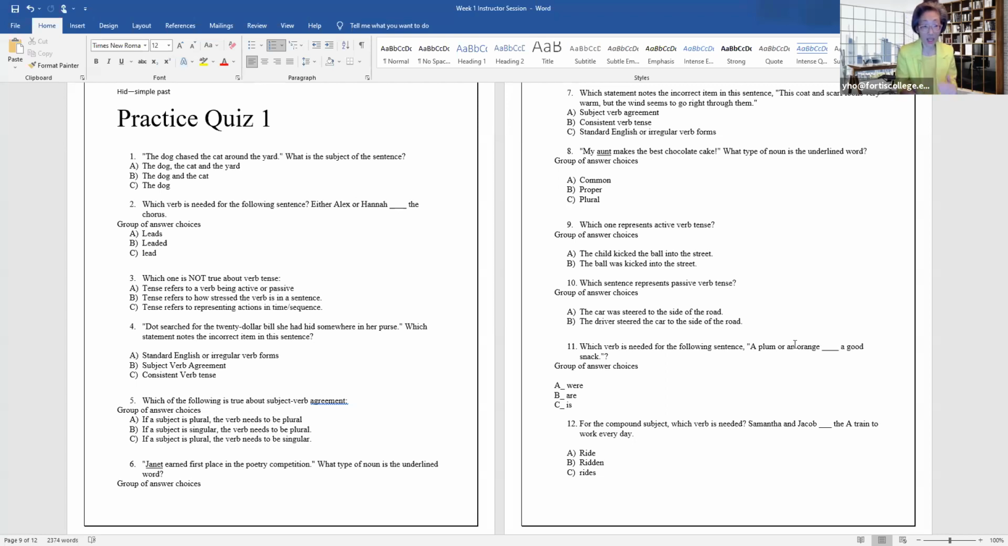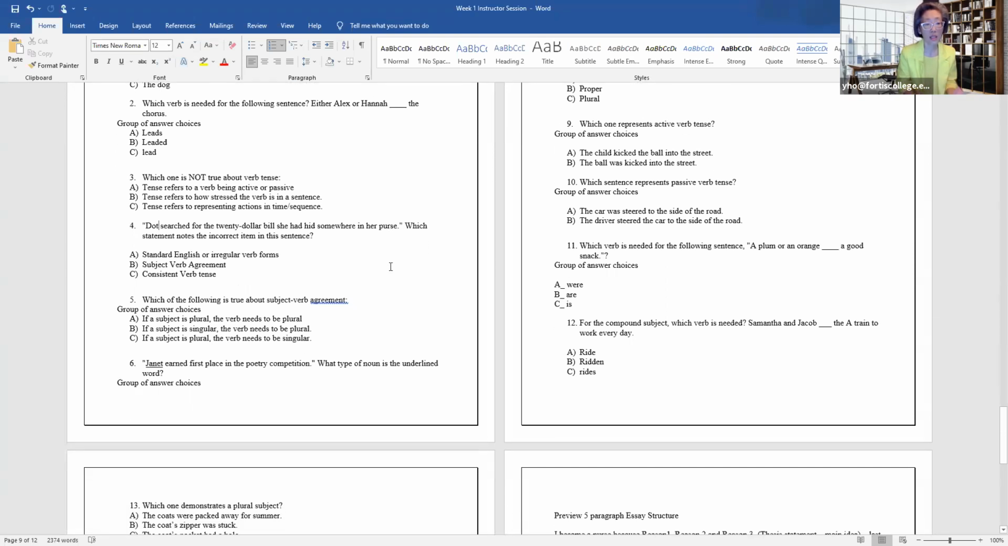The dog chased the cat around the yard. The answer is the dog, because that's the subject. Which verb is needed for the following sentence? Either or, and then here you have they lead, and he leads, she leads. Which one is not about a verb tense? Tense refers to how stressed the verb is in a sentence. Dot searched for the $20 bill she had hid somewhere in her purse. Consistent verb tense because it's 2 different verb tenses.